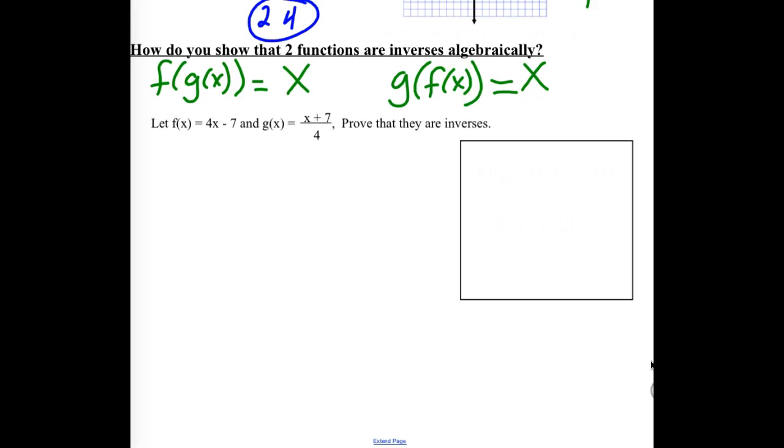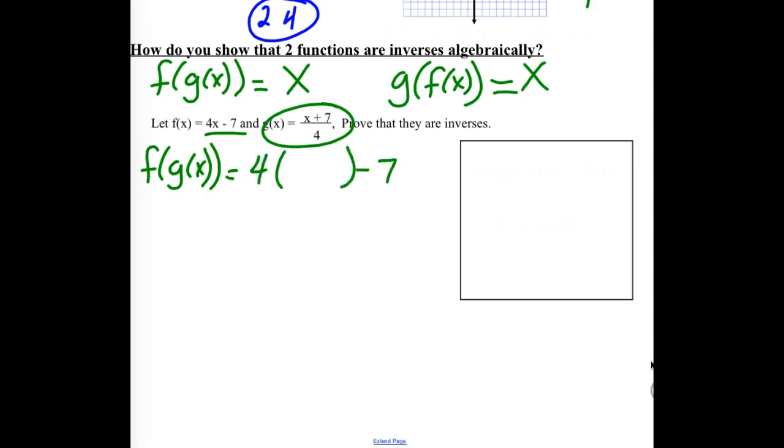Okay? So we're going to prove that function f, which is 4x minus 7, and function g, x plus 7 divided by 4, are inverses of each other. So I'm going to start out with f of g, which means I start with function f, 4 times something minus 7, and I'm going to substitute in function g.